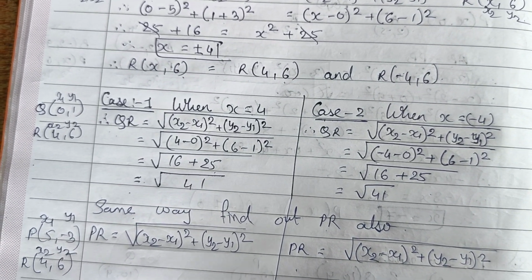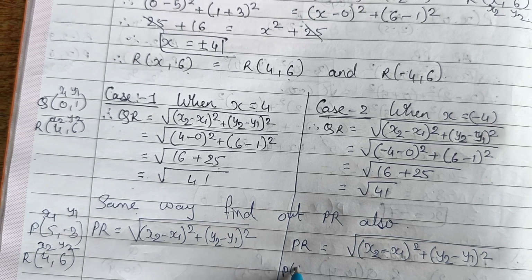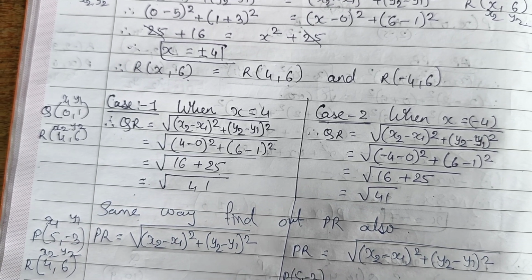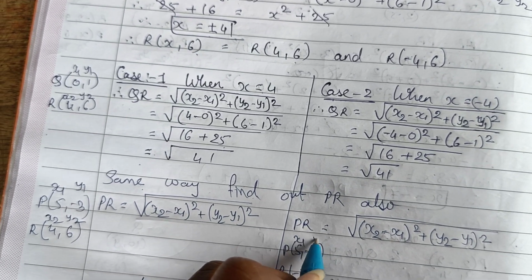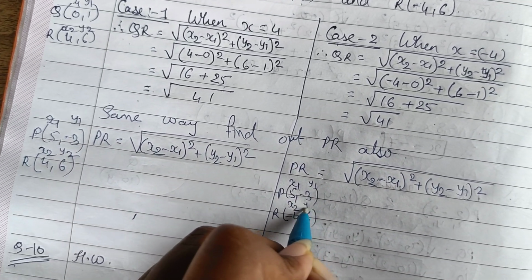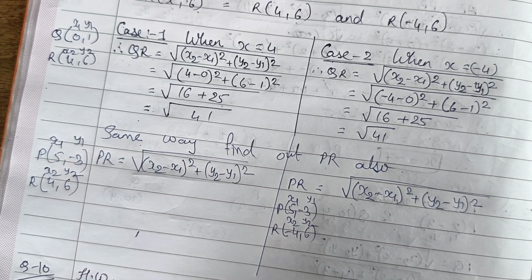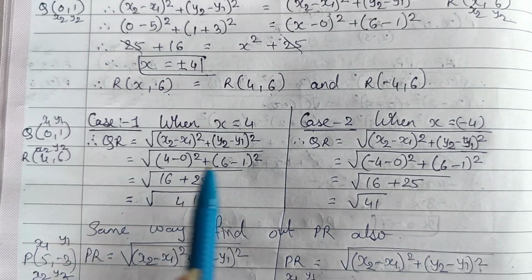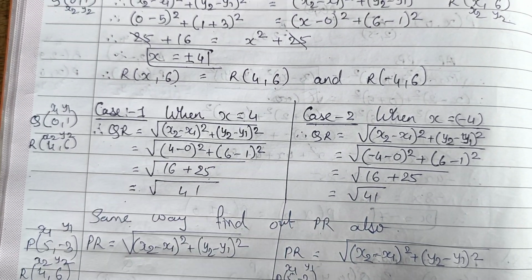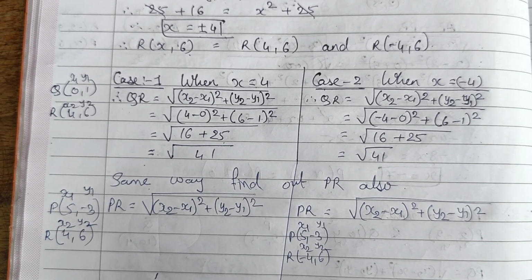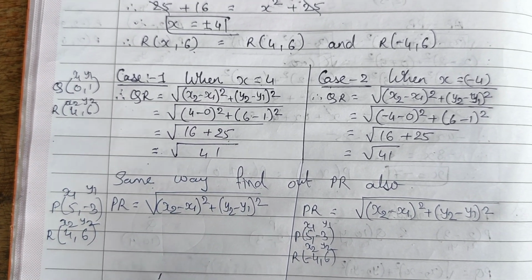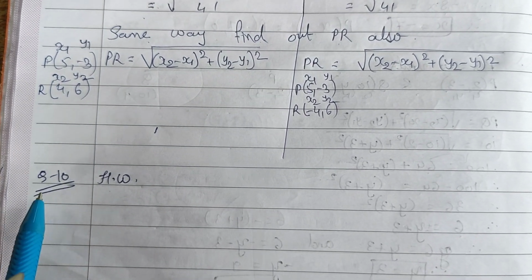But what will change? So the points will change. For PR your point will be, P will be same, but your R will be different. For case 2 it will be minus 4 comma 6. So this will be your x1, y1 and this will be your x2, y2. So this you are doing. First I had done QR for you, and PR will be for homework. So this way you have to do. Now this is the end of your exercise and question number 10 is your homework.